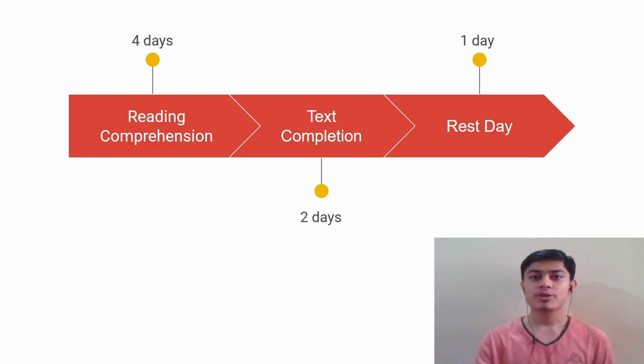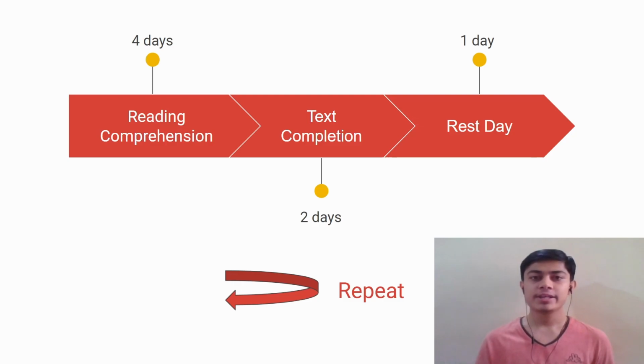And last but not the least, you have to keep repeating this plan to get better results. I would recommend at least 3 to 4 iterations of this 7-day cycle in order to get the best results and to get a really good score in the GRE verbal section. Let's get into the details.